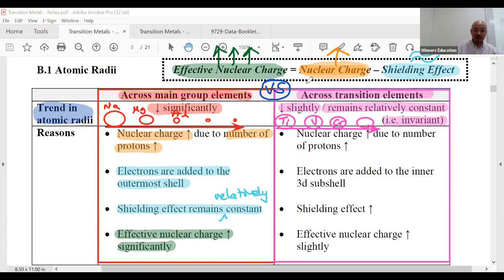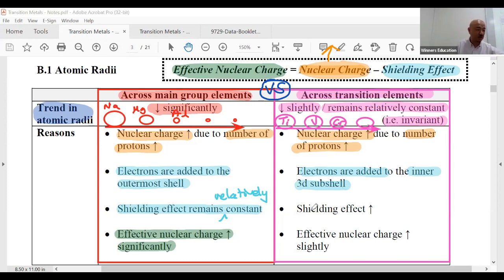So once again, what's the story? Go back to the ENC chart. Nuclear charge increases due to number of protons, once again +1, +1, +1 from element left to right. So this keeps increasing. Then let's take a look at the electrons. The electrons are added to the inner 3D subshell. And therefore, the shielding as compared to the main group elements is a bit more.